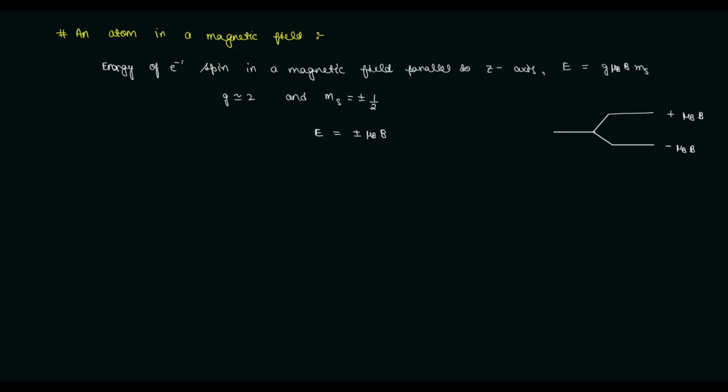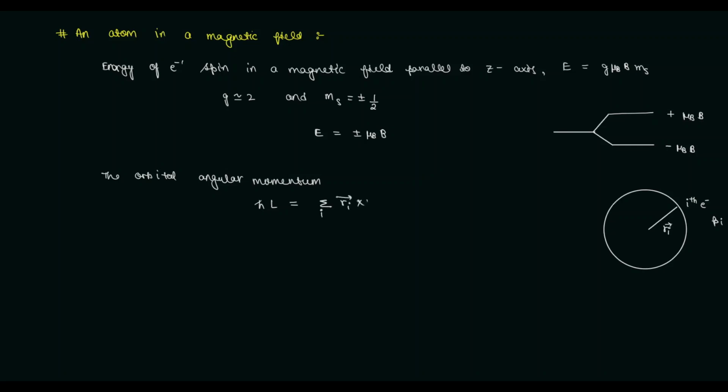Now, in addition to the spin angular momentum, the electron in an atom also possesses orbital angular momentum. So, if the position of the ith electron in an atom is Ri and it has a momentum of Pi, then the total angular momentum is given by ħL = summation over all the electrons of Ri cross Pi. Let's give numbering to these equations.